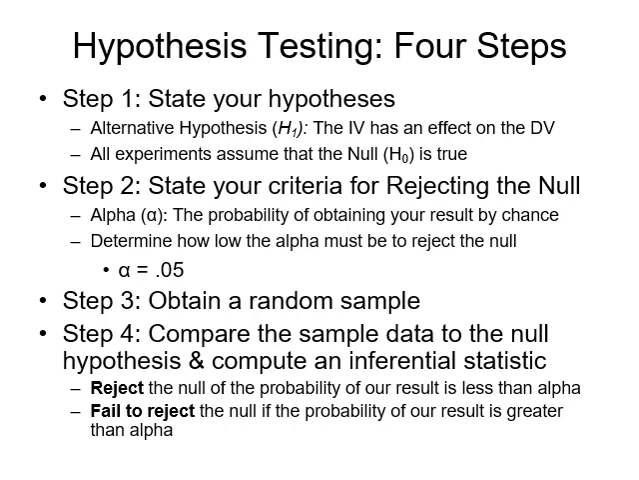And finally, step 4 is comparing the sample data to the null hypothesis and computing the inferential statistics. If we find the inferential statistics support our alternative hypothesis, we reject the null. The probability of the result is less than the alpha. We found statistical significance. If we do not find a p of 0.05 or less, we have to fail to reject the null hypothesis. And the probability of a result is therefore greater than the alpha.